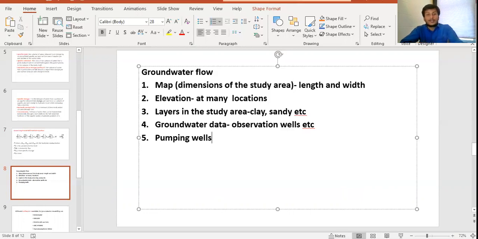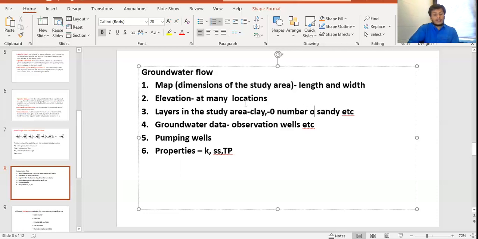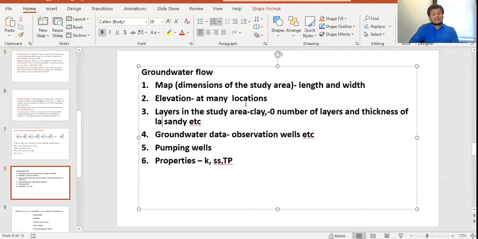Then after the pumping wells, what do we need? We need the properties of the layers, like hydraulic conductivity, specific storage, total porosity, etc. These are the important properties which we need to know. Also, we need the layer thickness too: the number of layers, and the thickness of each layer. These are important for our model.